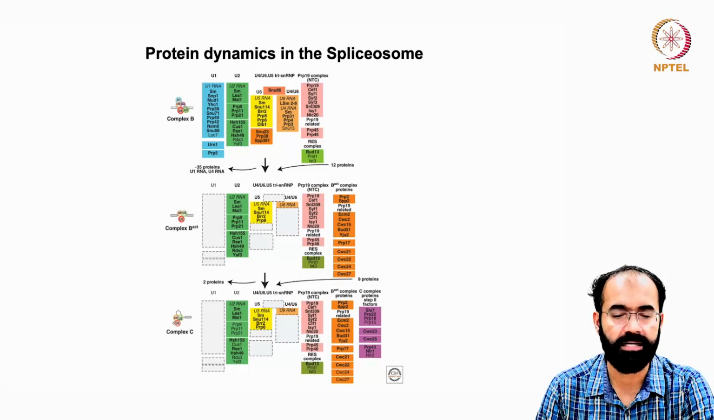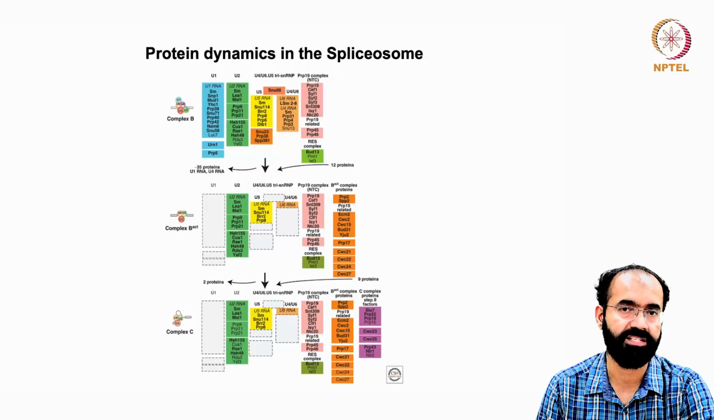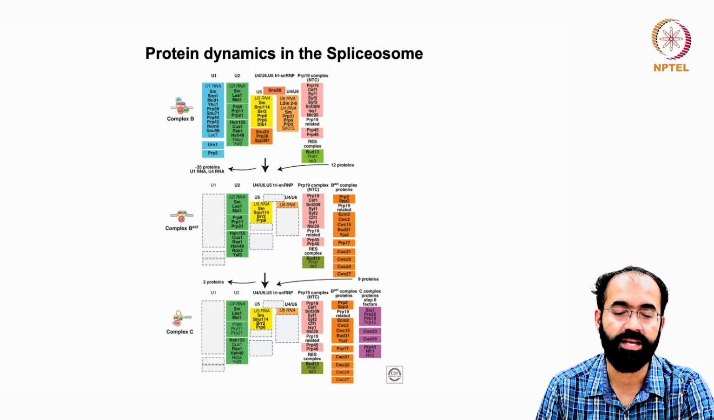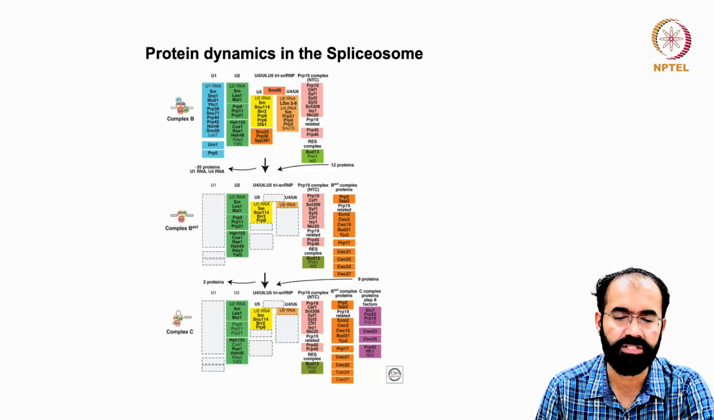This may look like a little complex slide, so don't worry about it. The purpose of showing this is to show how many proteins are associated with different snRNAs at various stages of splicing. That is complex B, you have U1, U2, and also various other proteins, U6, U5 snRNP. How many proteins? Each of them, what is shown in this box, are individual proteins that are associated. Some of them are temporary associations, some of them are permanent associations.